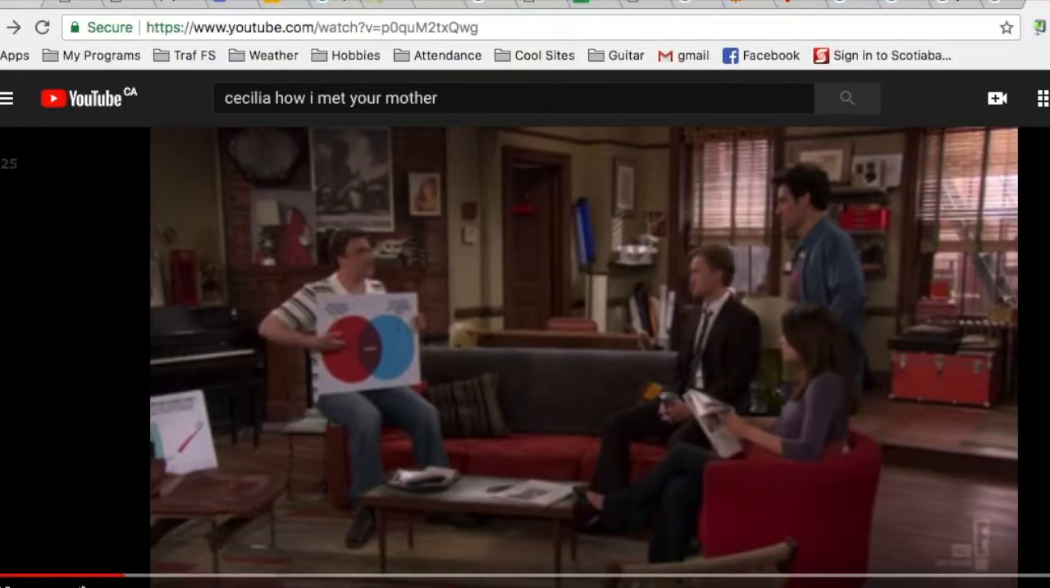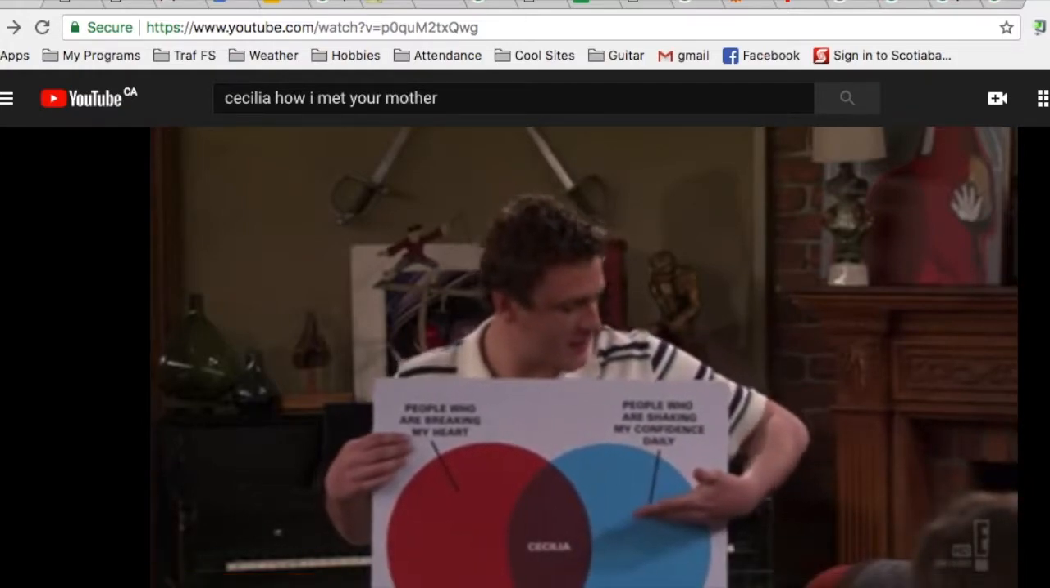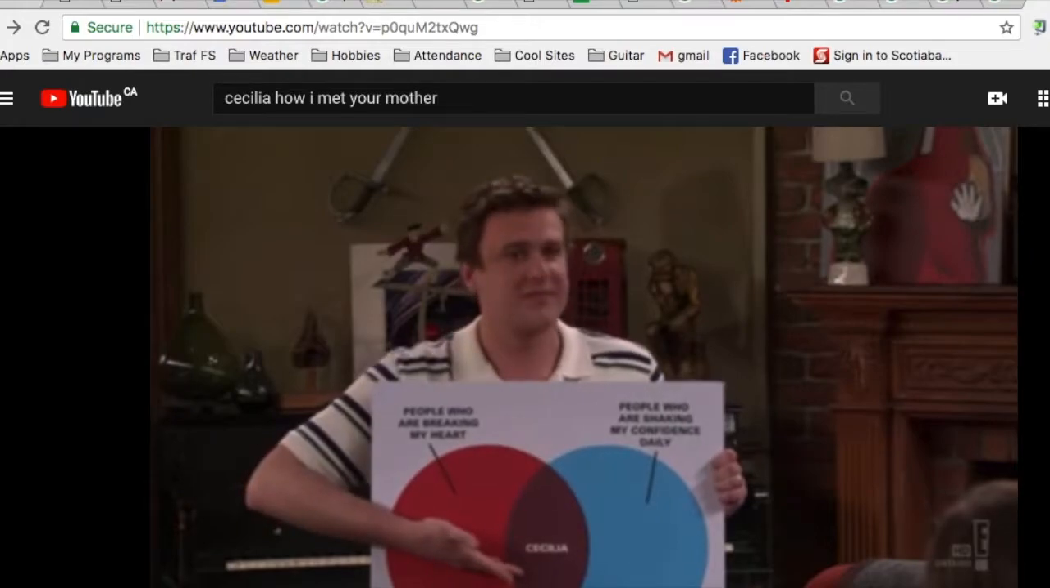This circle represents people who are breaking my heart. And this circle represents people who are shaking my confidence daily. And where they overlap, Cecilia.